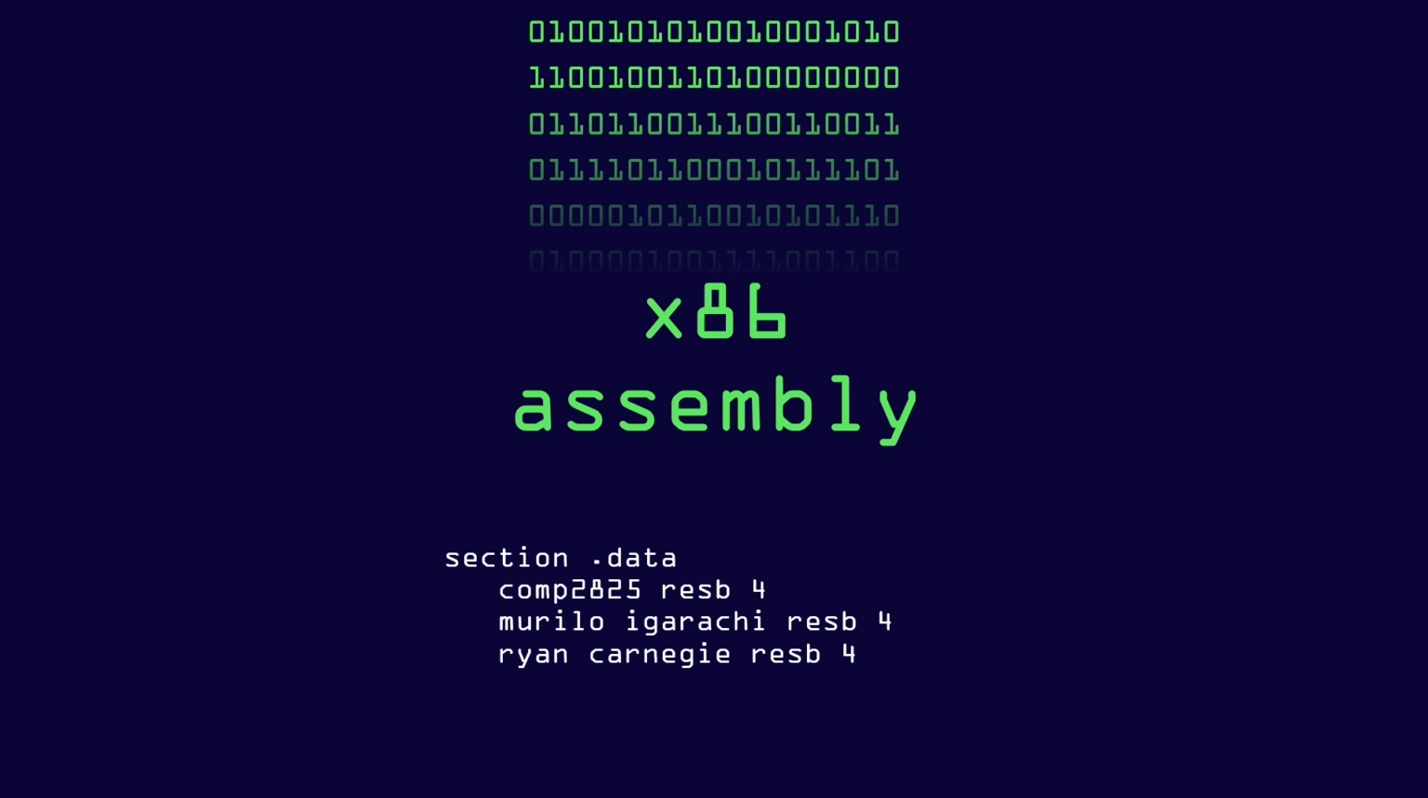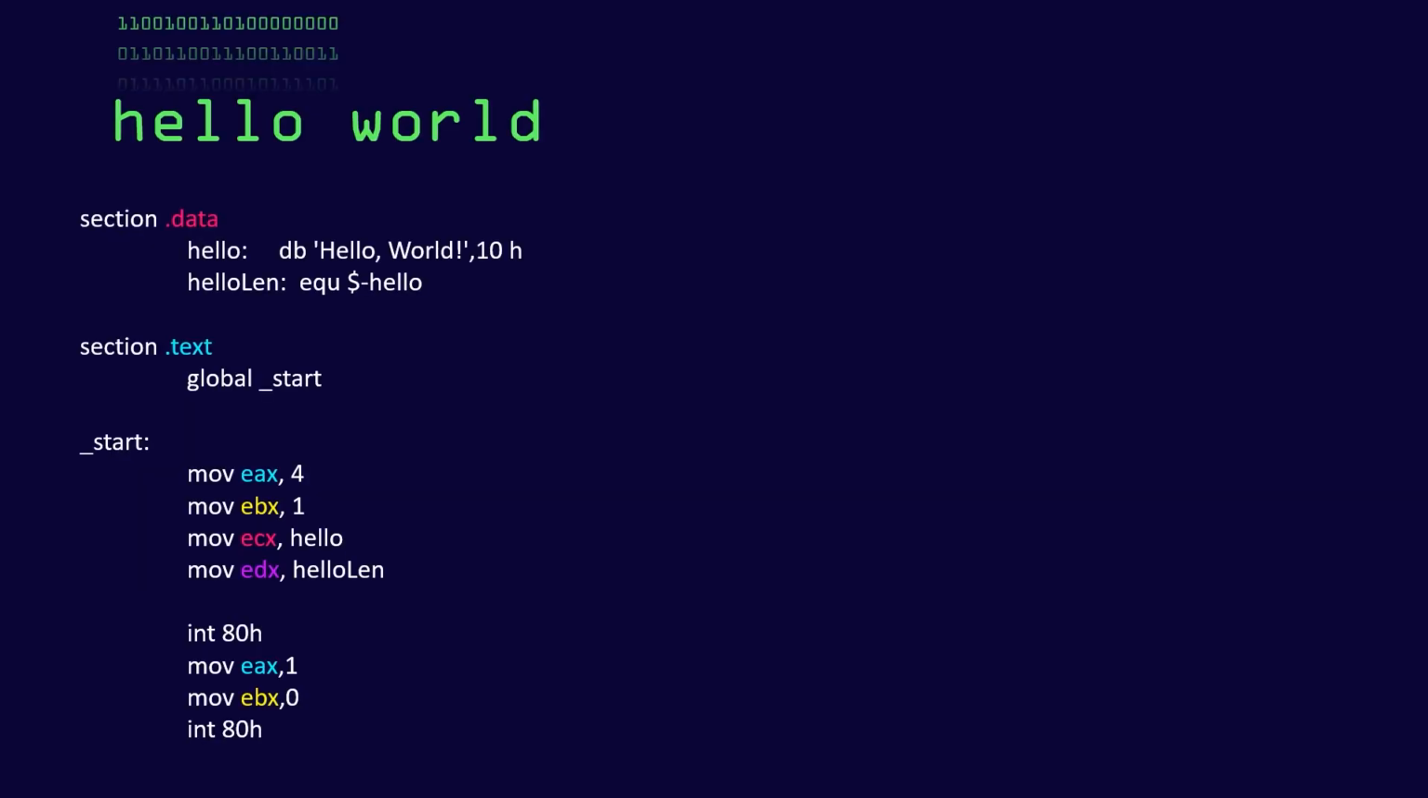So let's get started. Before we start, let's just take a look at how Hello World would look if it was written in assembly. We're going to be discussing all the elements in this code, and hopefully by the end of the presentation you may have a gist of what this is doing.